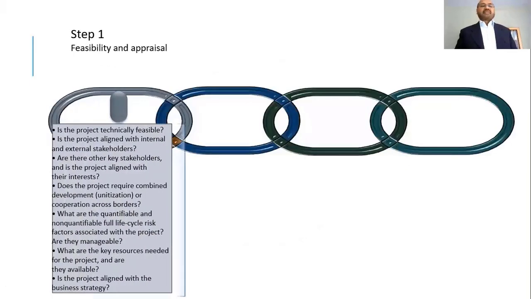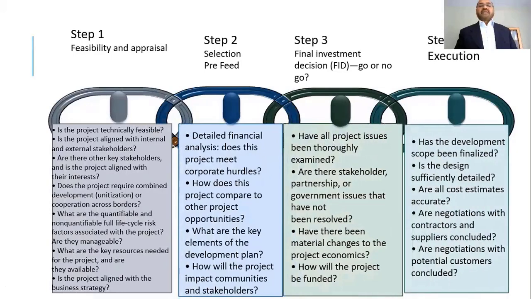There is a little difference in how the board goes through each one, and they have different questions: is the project technically feasible or not, are the processes aligned, and are internal and external stakeholders aligned, their roles aligned, and are they managed well. All these things at the start, they have to go through the risk, the resources, and the project business strategy in the initial feasibility and appraisal phase.